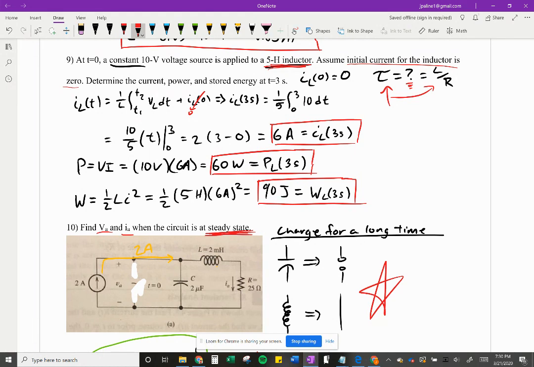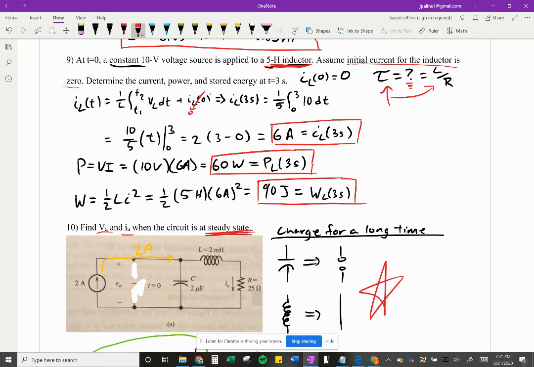But we said that I of L initially is 0, so we can just go ahead and set that to 0. And we can update our equation and start plugging in values. So I of L at 3 seconds will be 1 over the 5 Henries, integral from 0 to 3 seconds, 10 volts, constant, so there's no time variable in there. You can leave that. And then dt.